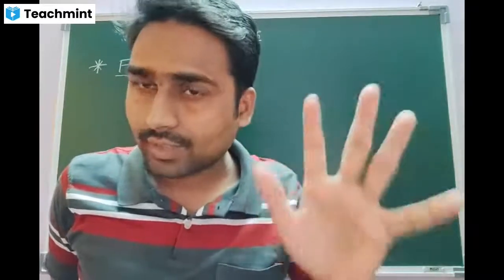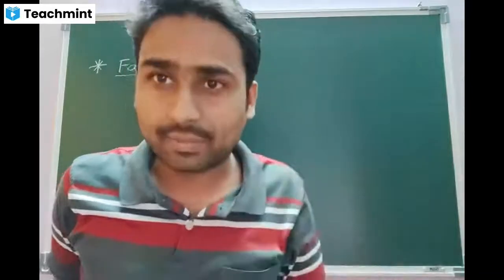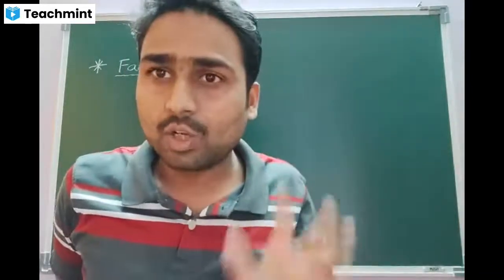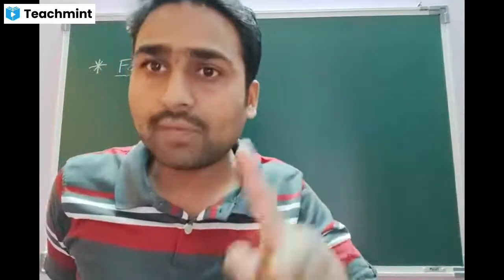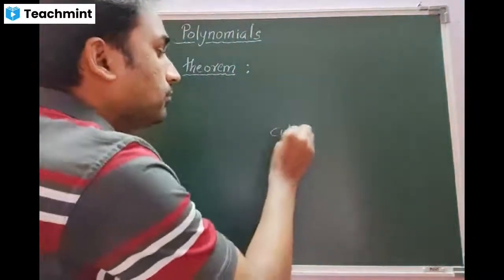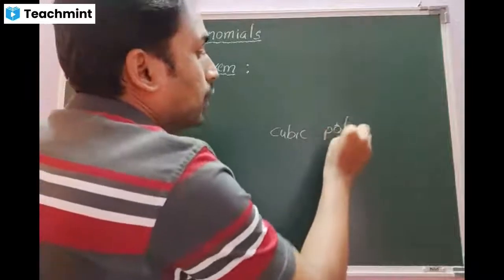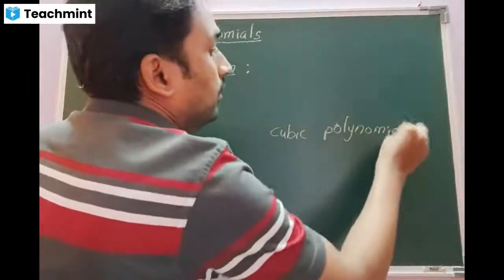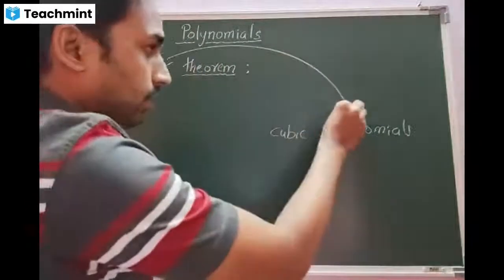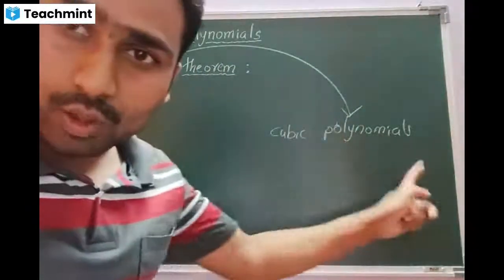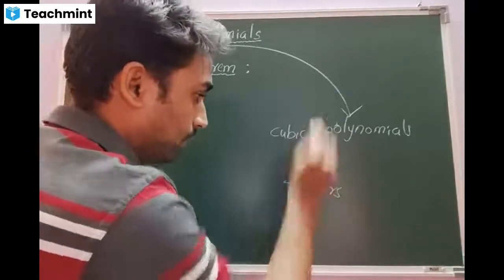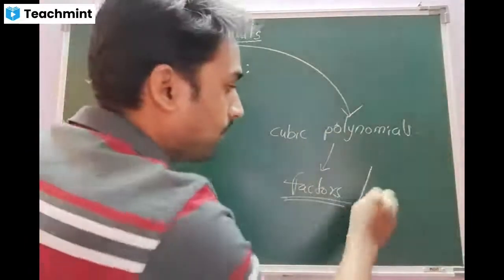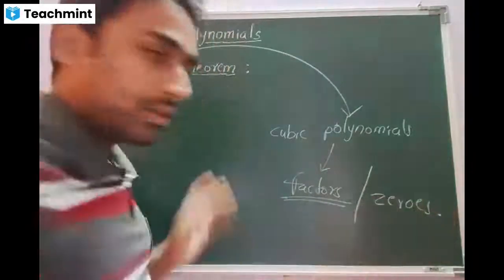But for your syllabus, beta, in the 9th standard this year, you are going to deal with the application of factor theorem only for cubic polynomials. So factor theorem will be applied on the cubic polynomials to get the factors or zeros. Got the concept, beta?